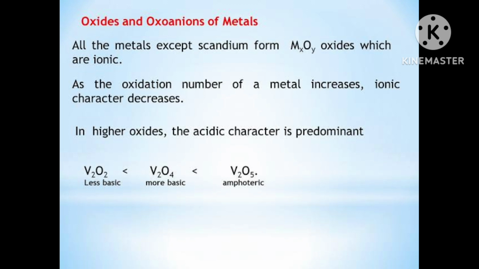This I have discussed: oxides and oxoanions of metals. Now in the next class I will discuss important compounds of transition elements, as for example potassium dichromate. Potassium dichromate is very important, and all its reactions are very important. Then potassium permanganate. Okay, next class I will discuss. Thank you.